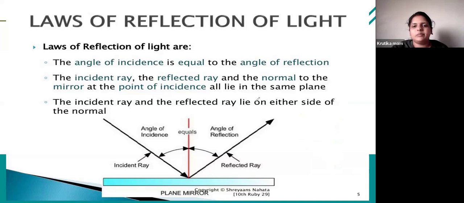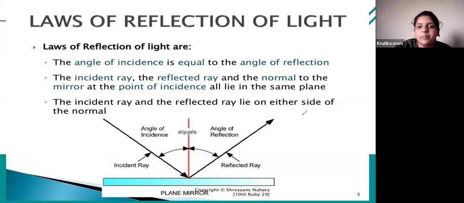The incident ray and the reflected ray lie on either side of the normal. So obviously this we know. So incident ray and reflected ray will be on either side of the normal, right? So there are two laws, 2 marks question. State or write the laws of reflection of light.